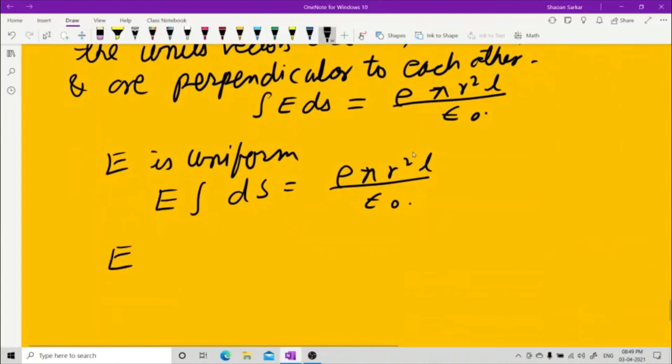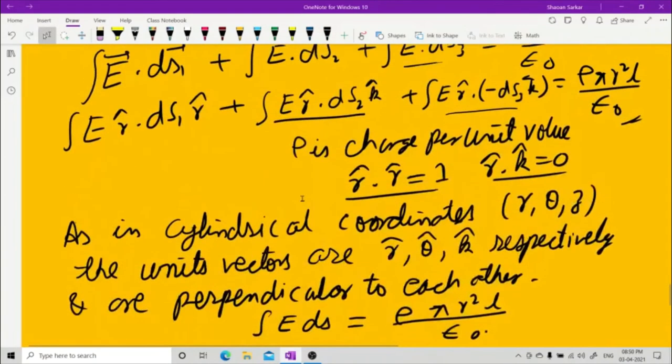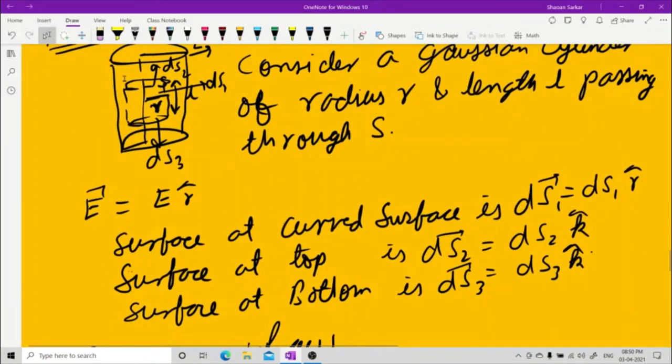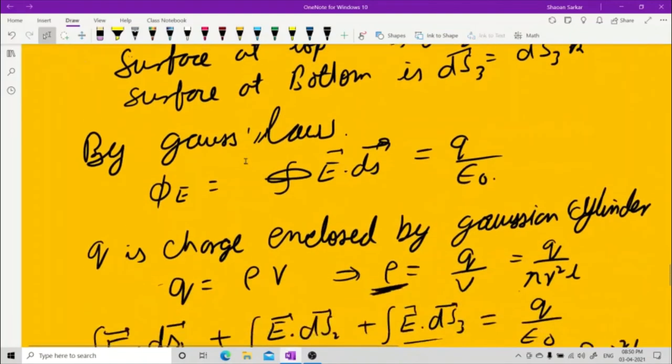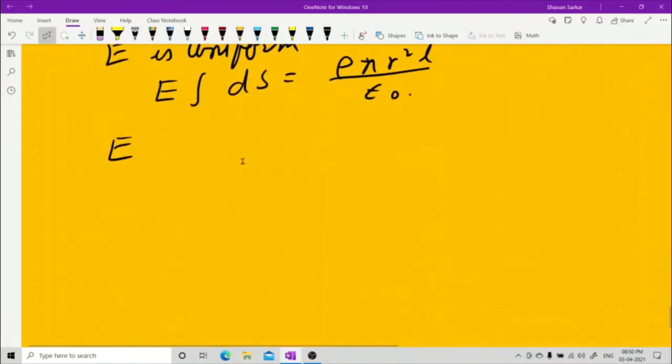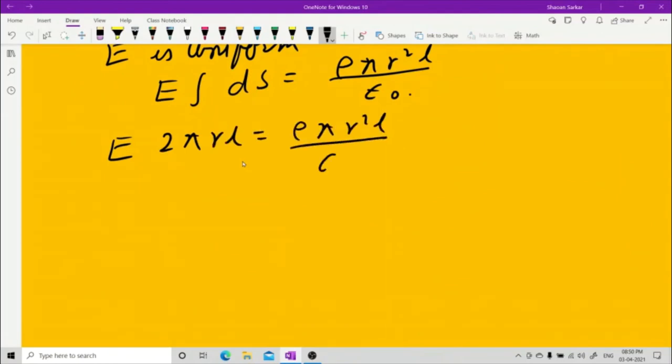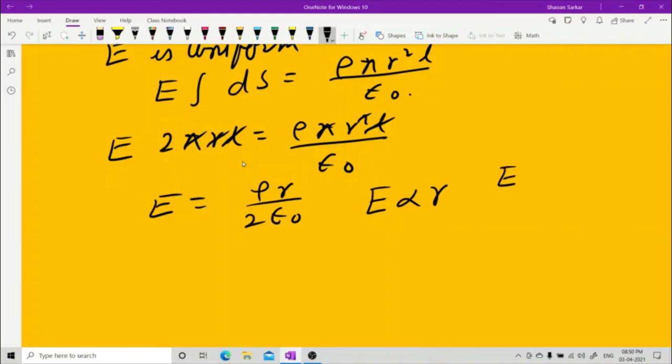The curved surface area of this cylinder is 2 pi r l. So with pi r square l upon epsilon naught, this l goes off, this r goes off, pi and pi go off, so E comes out to be rho r by 2 epsilon naught. Here, remember, E is directly proportional to r, so the graph of E versus r is a straight line like this inside.